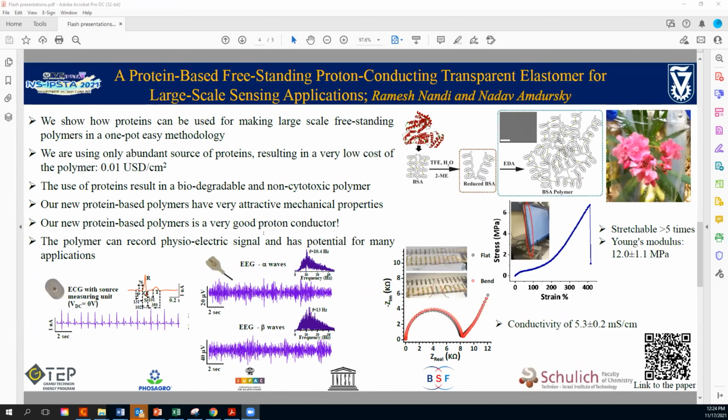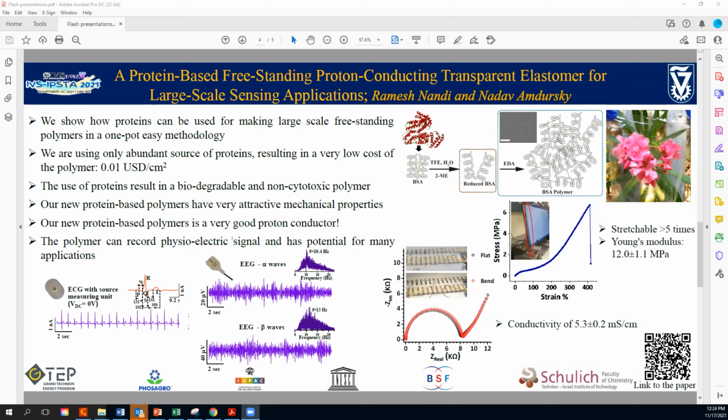Yeah, Ramesh. Hi, today I'm going to talk about a protein-based freestanding proton-conducting transparent elastomer for large-scale sensing application. So what I've done here, we use a naturally abundant protein to make a freestanding transparent and conductive elastomer, which has a stretchability of around 5 times and has a Young's modulus of 12 megapascal.